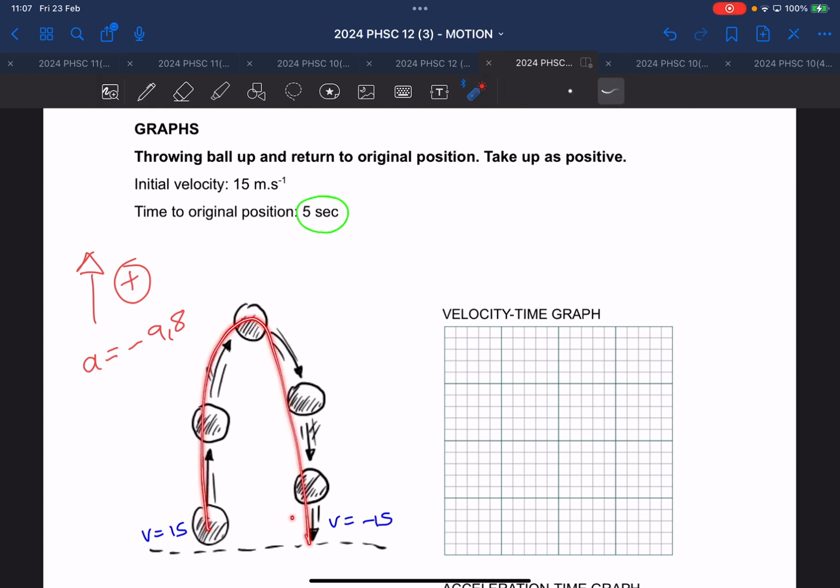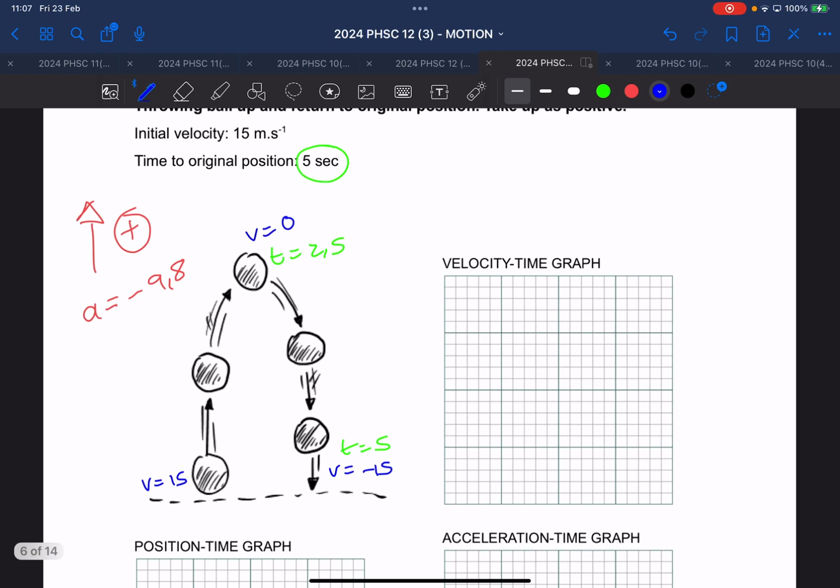Right, then they say the time to its original position is 5 seconds. So what is the time to the maximum height? 2.5. The time till here is 5 because the time up is the same as the time down. What is the velocity here at the top? 0. Okay, so we have a lot of information. To original position. So from here to back to its original position, 5 divided by 2. Because the time up must be equal to the time down. No, because it's not time to height is 5 seconds. Well, it was 10. Well, yes. All right.